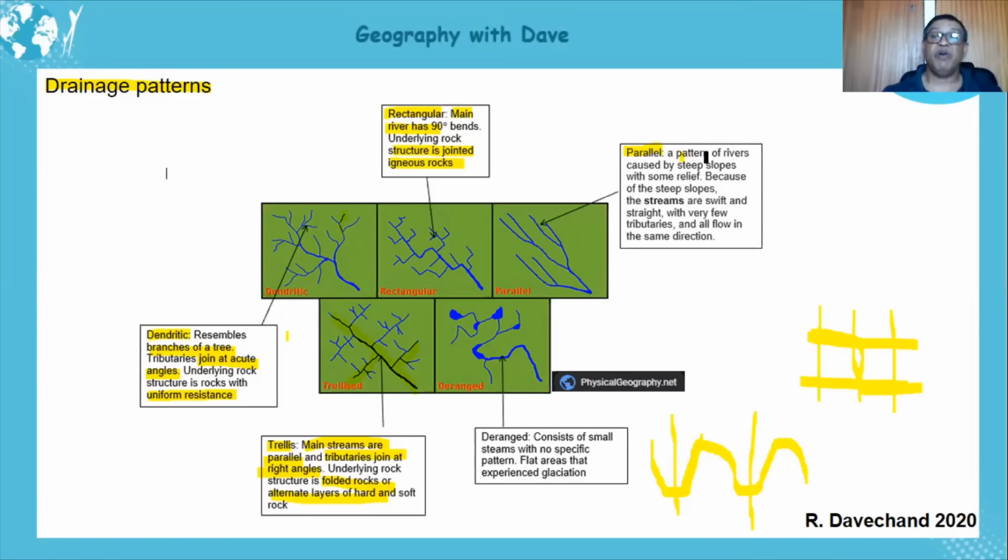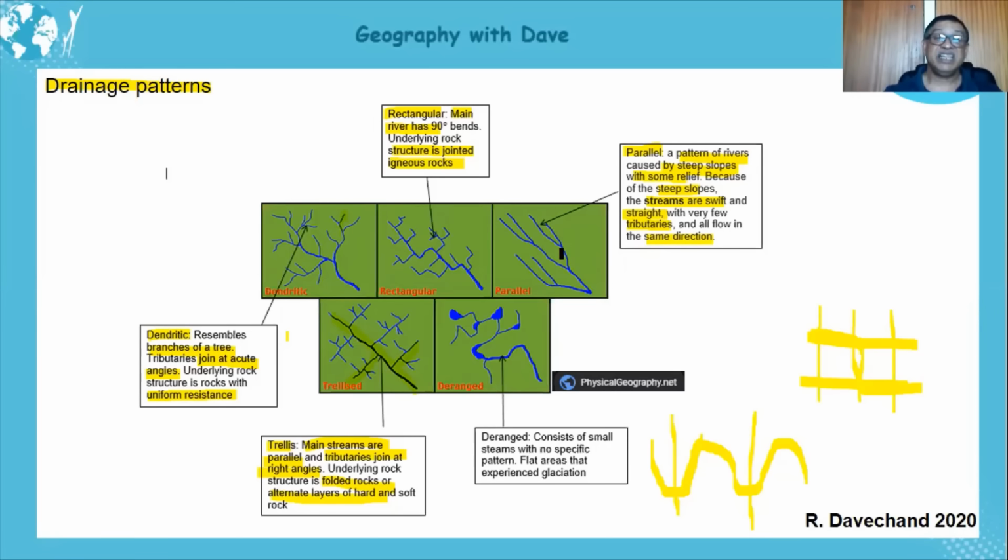A pattern of rivers caused by steep slopes. Example, your ridges, etc. It's caused by steep slopes with some relief, obviously. And because of the steep slopes, the streams are swift and straight. You understand? The steep slopes make it flow straight, with very few tributaries, because it's flowing straight through the steep areas, and they all flow in the same direction.